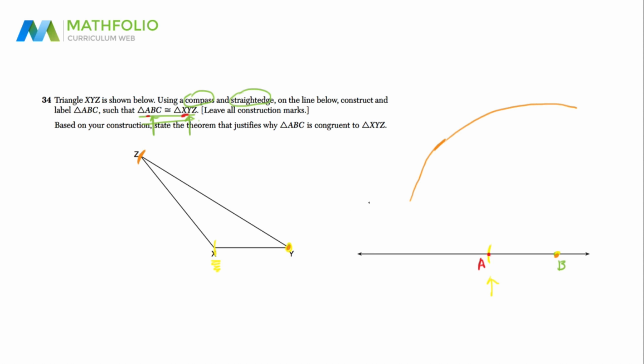Next, I'm going to grab blue. Now I'm going to put my point of the compass on X, and I'm going to open this up to where Z is. And again, I'm going to mimic this action by putting the point on A, and keeping the compass the same distance opened, I'm going to draw my arc just so that it intersects with the orange. I don't need to go any further. I found the point I need, which is right here, the intersection of these two arcs.